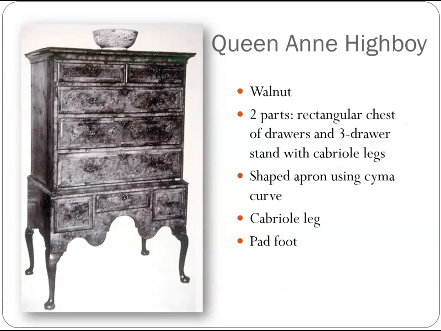This is an older picture of a Queen Anne highboy. It is made out of walnut. It has 2 parts. The top part is a rectangular chest of drawers, and then the bottom part is going to be a 3-drawer stand. And it will always have cabriole style legs. Here we see that cyma curve, again in that shaped apron, and then a pad foot.